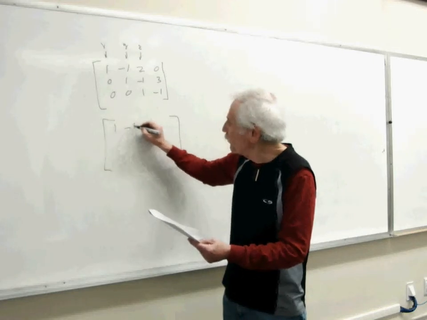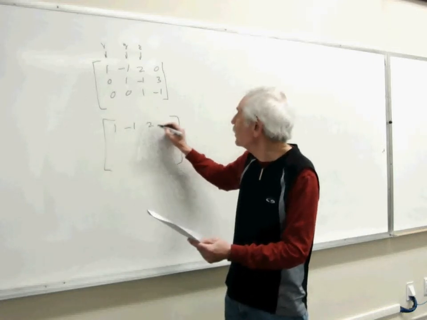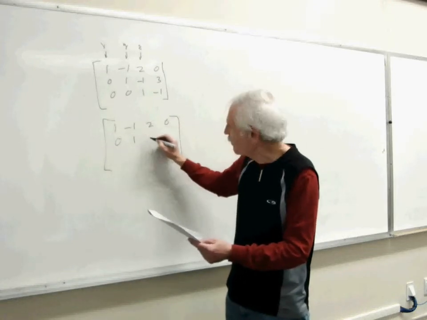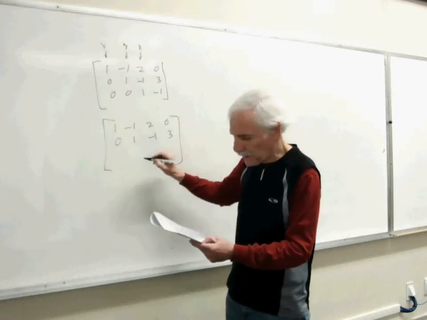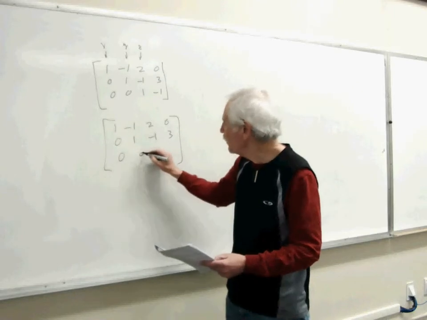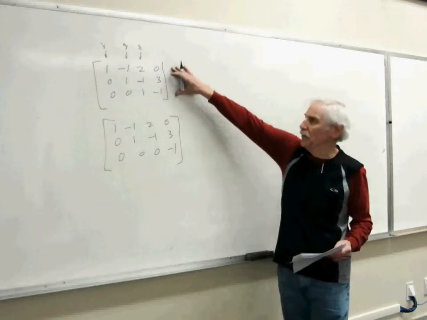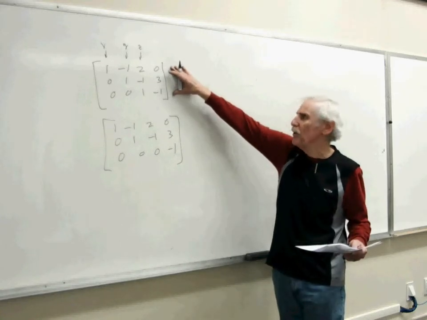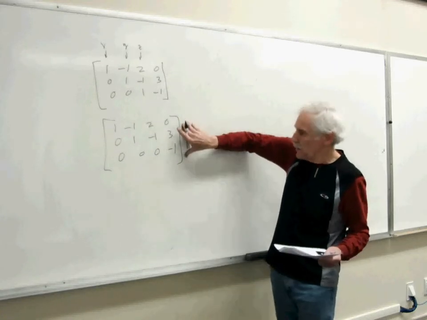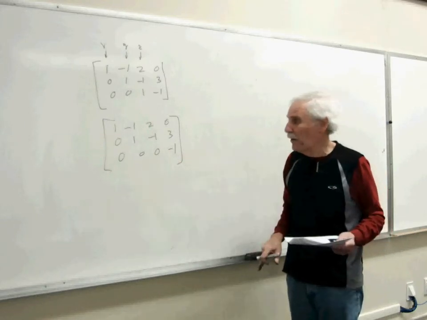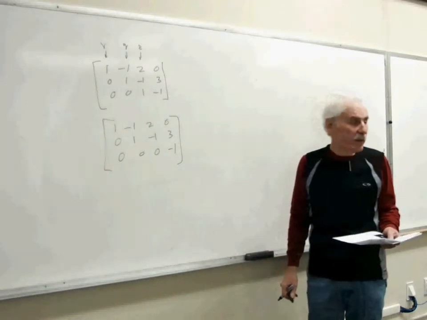So here, 1, -1, 2, that's the same row, same column, same row. 0, 1, -1, and 3. But here, I've got 0, 0, 0, and -1. It's the same row echelon form as the first matrix, but it's for a different linear system, and it works out to have this form. Now, I ask you, can that have a solution?